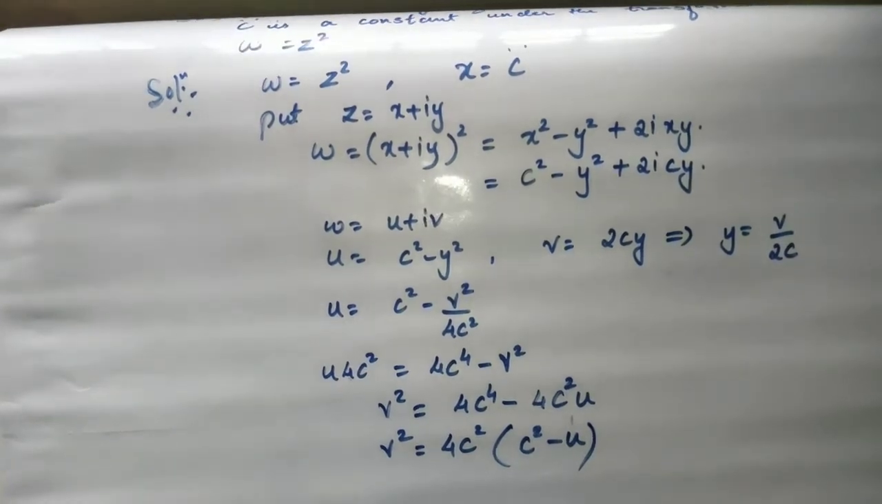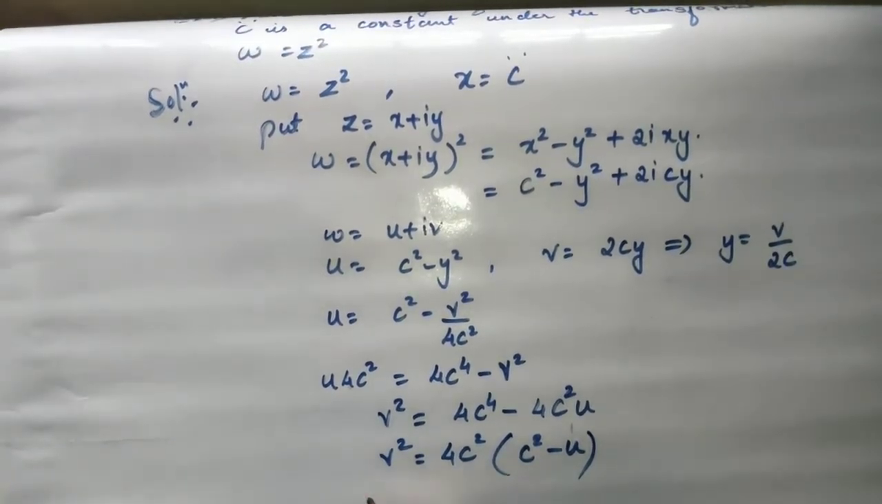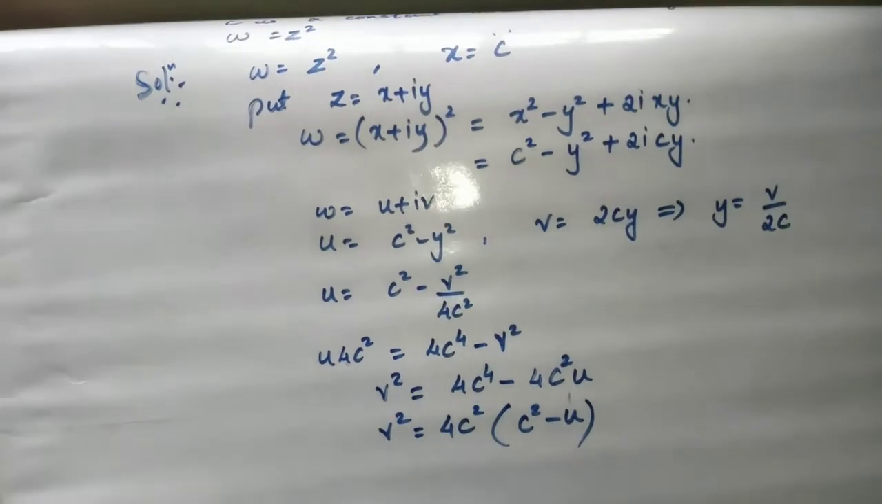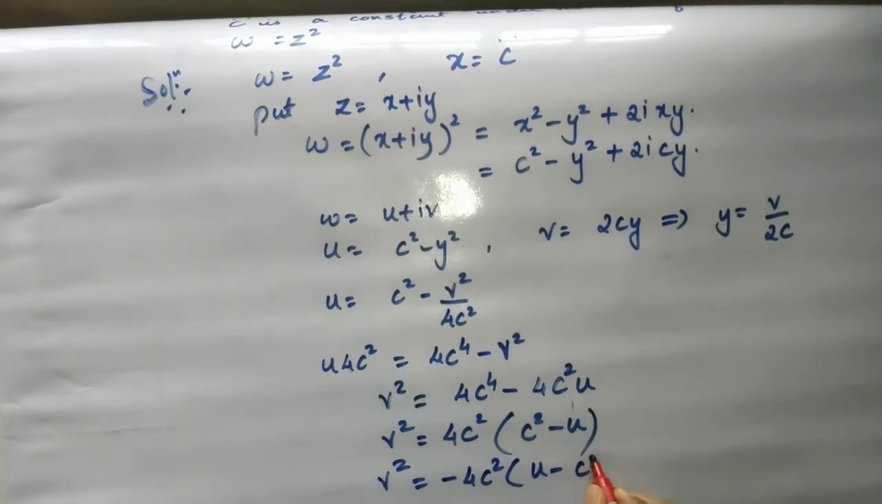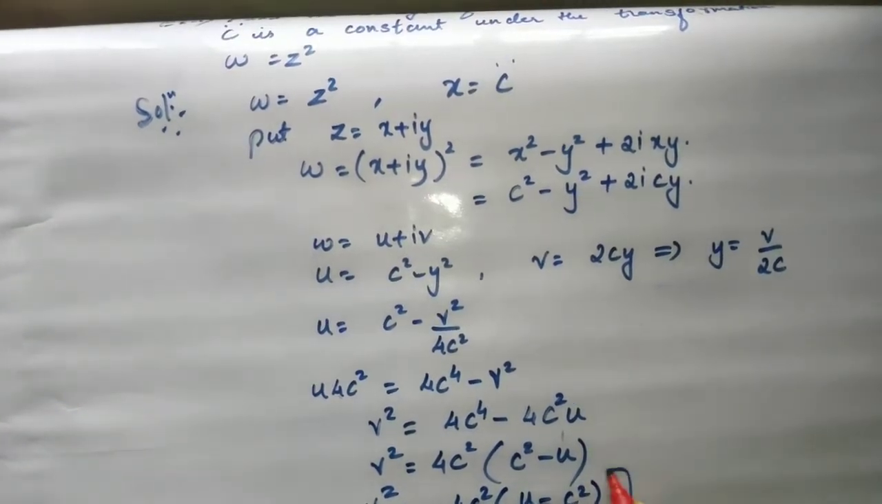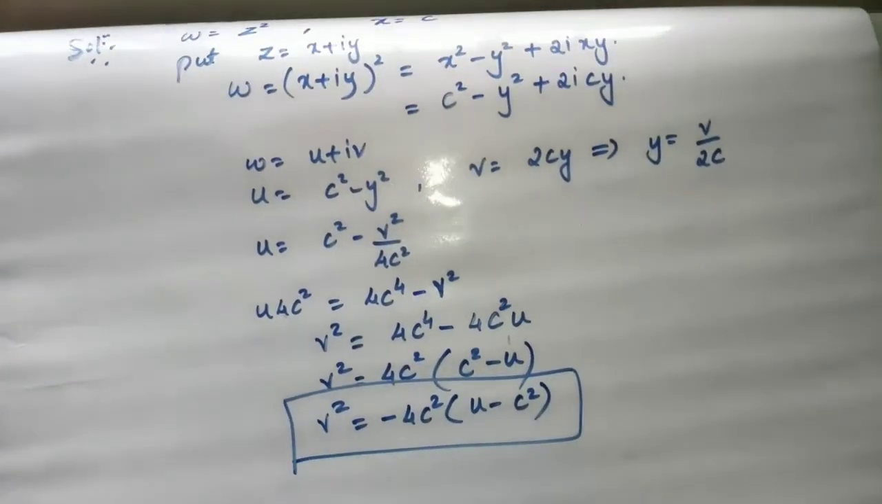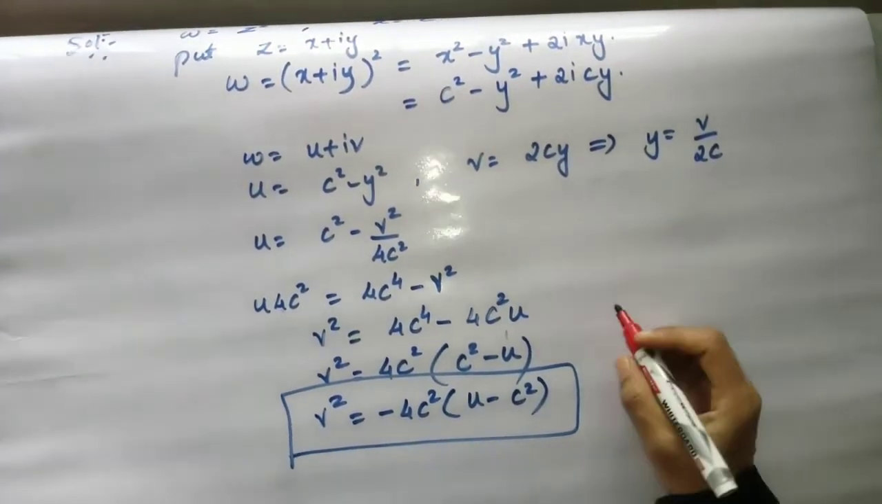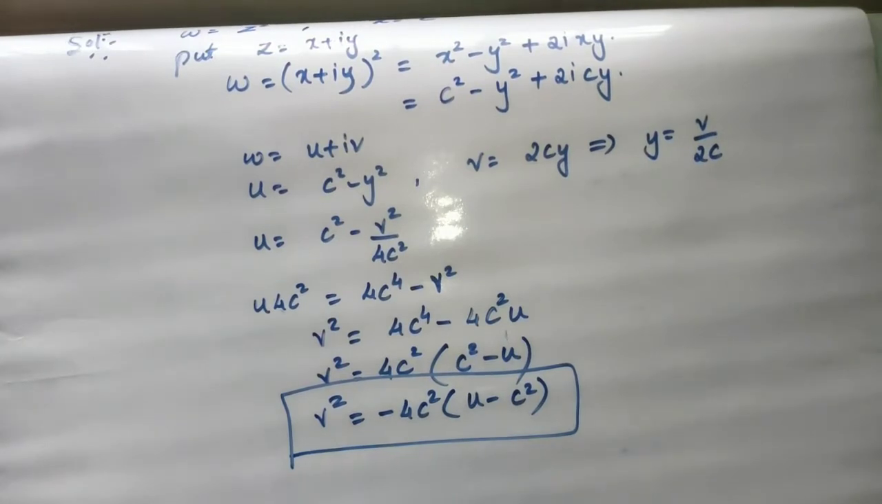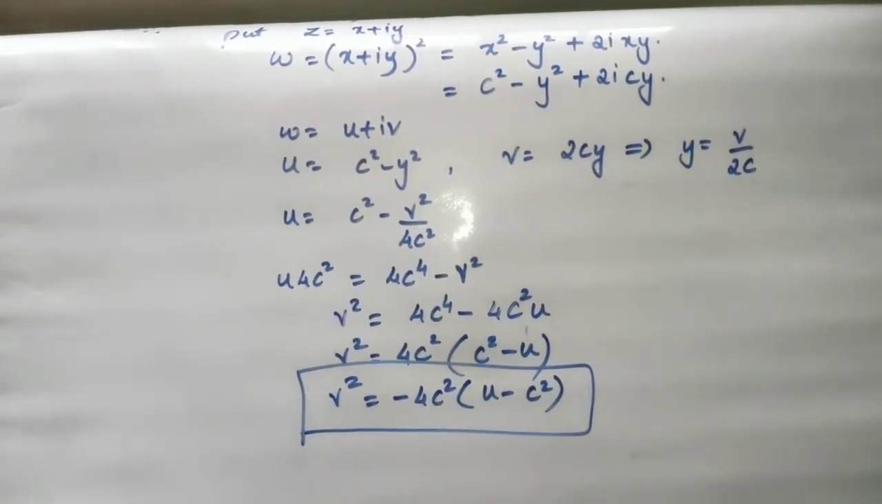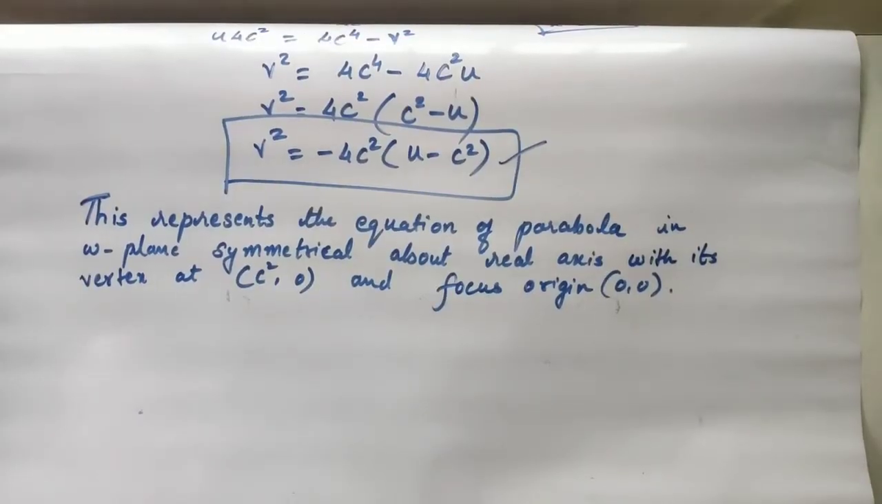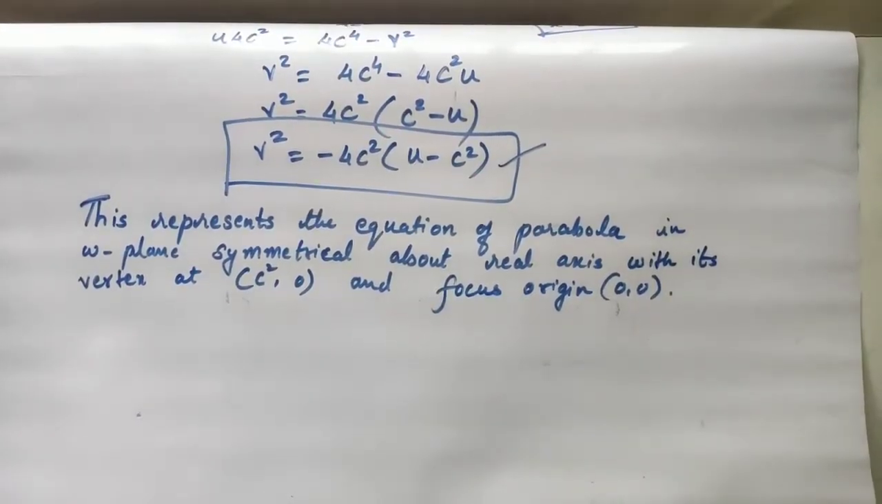c square minus u. Or further I can rewrite this as v square is equal to minus 4c square into u minus c square. So what is this? This represents the equation of a parabola. This represents a parabola which is symmetrical about the real axis.